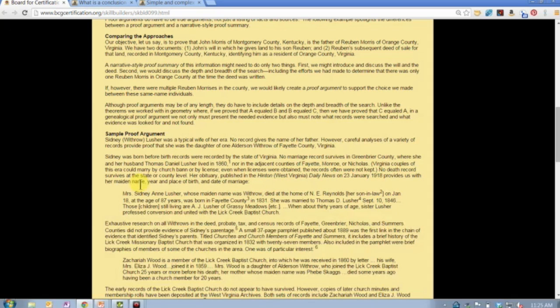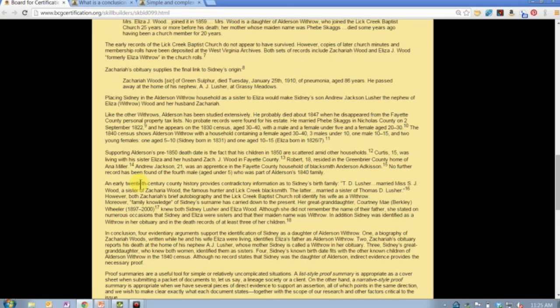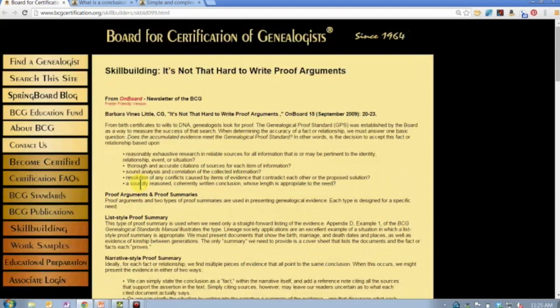Then at the bottom of the article, she actually gives you a sample of a proof argument that she has written to prove a particular piece of identity for someone in her research. So again, that's on the BCG website. It's a skill builder. They've got this whole list of skill building things over here. It's Barbara Vines Little, called "It's Not That Hard to Write Proof Arguments."